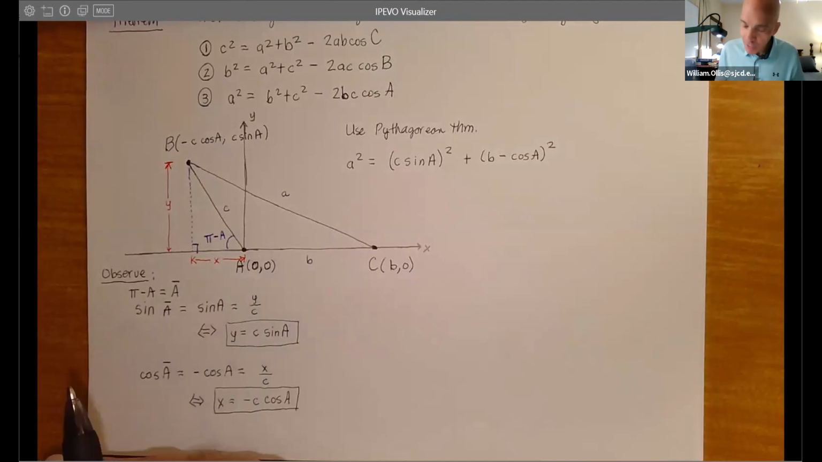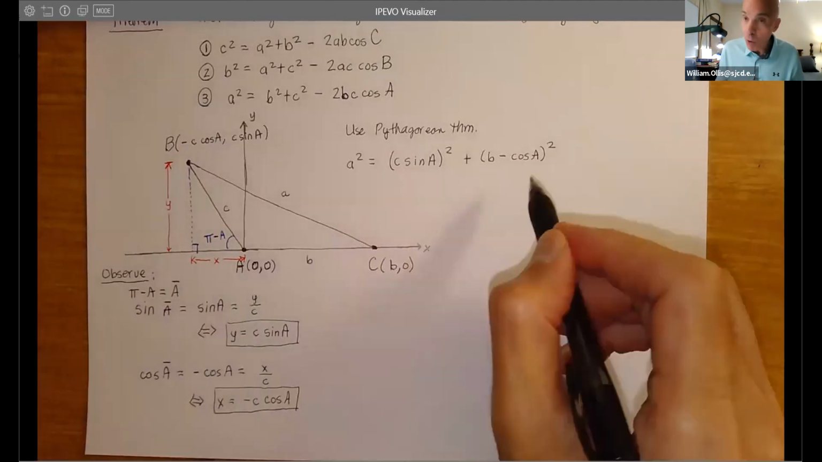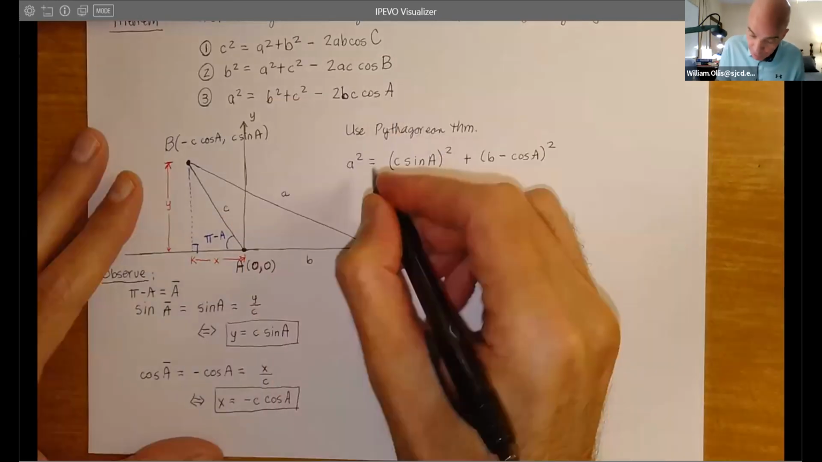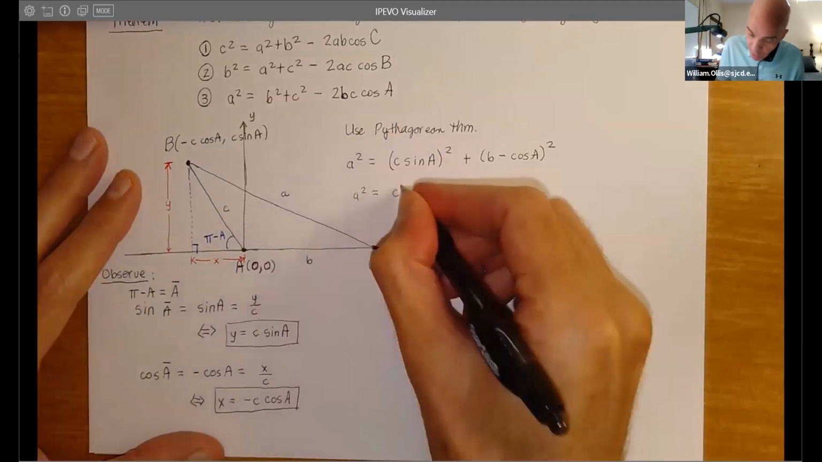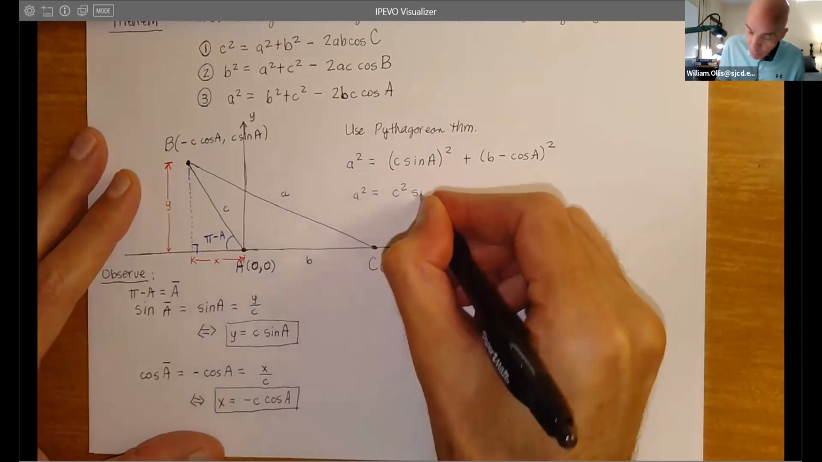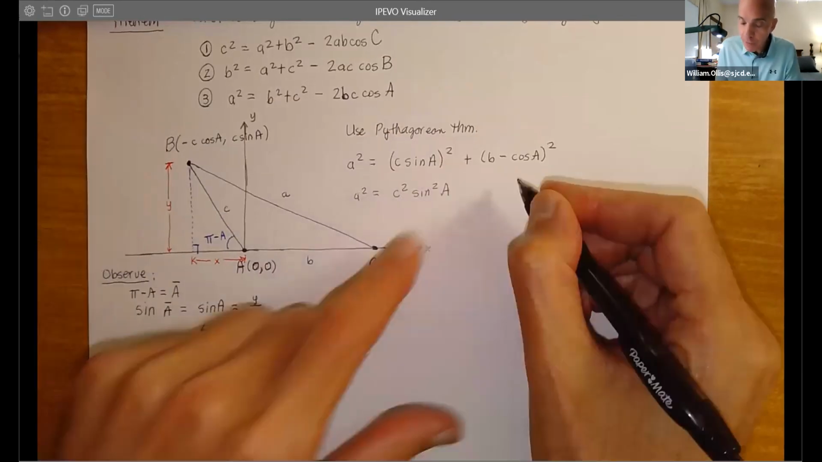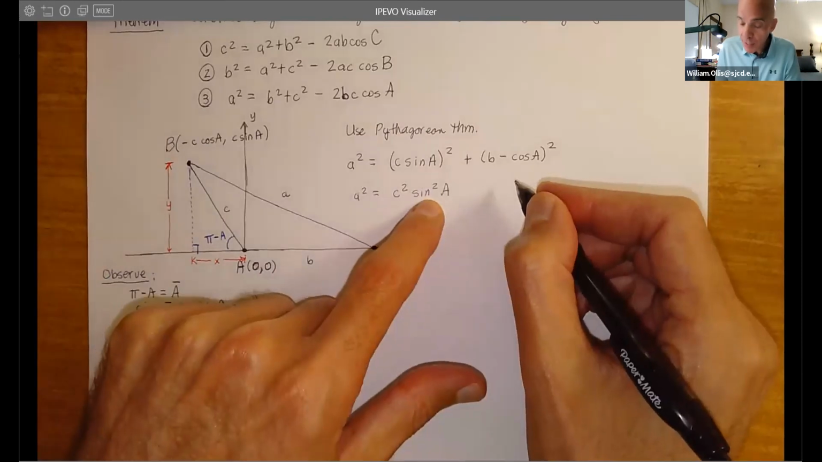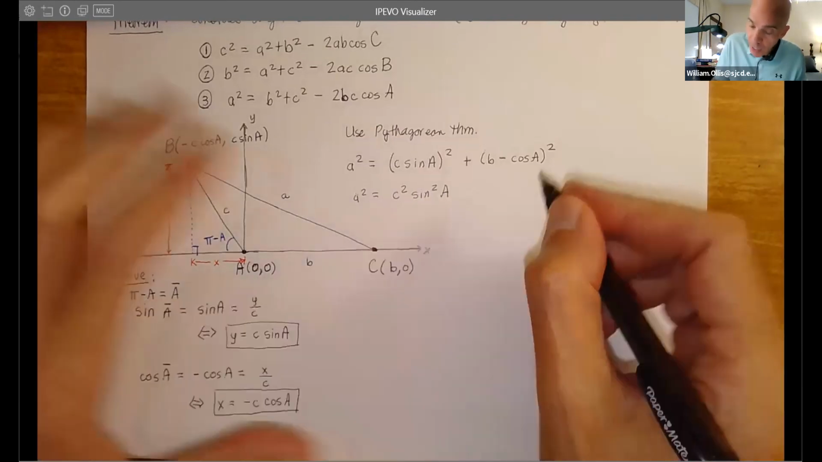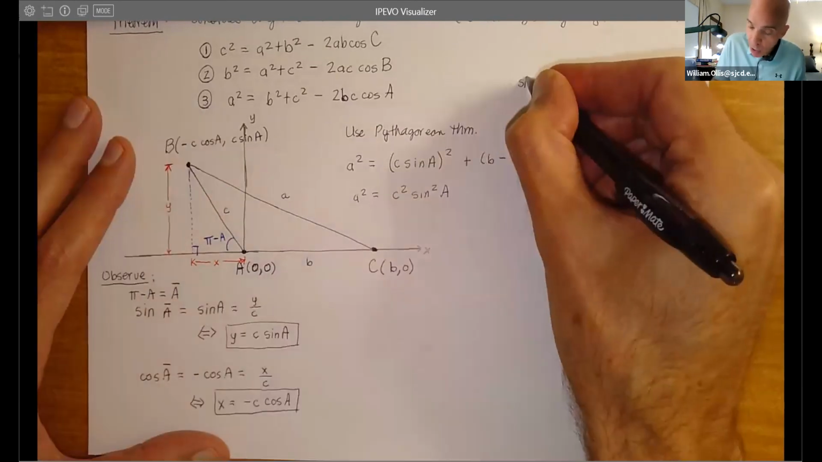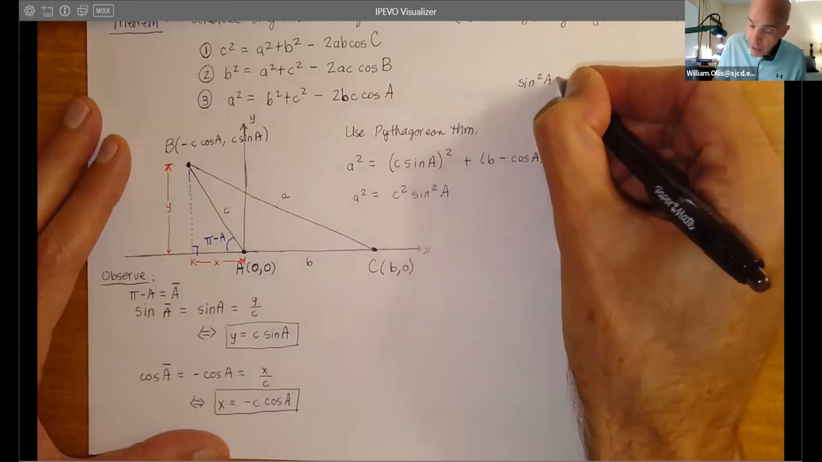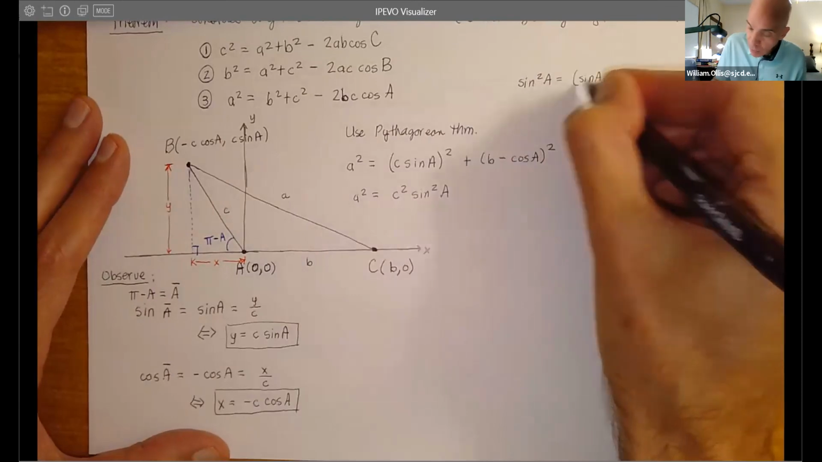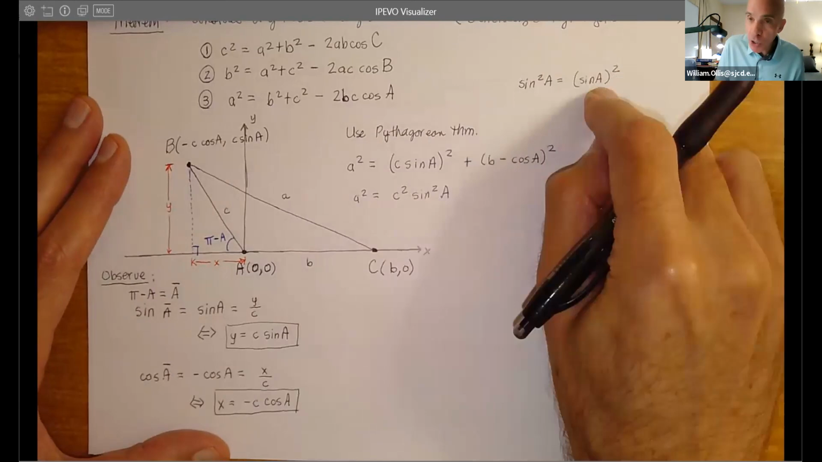Okay, so now let's expand this, and what we should be able to show is that we get this equation here: a squared equals c squared sine squared A. Remember, our lazy notation for sine of a quantity squared is this. Just remember that this is our lazy notation. Every time, and you need to know this, we use it all the time: sine squared of A, or just sine squared, is just sine of a quantity squared. To avoid having to write this, we choose this.